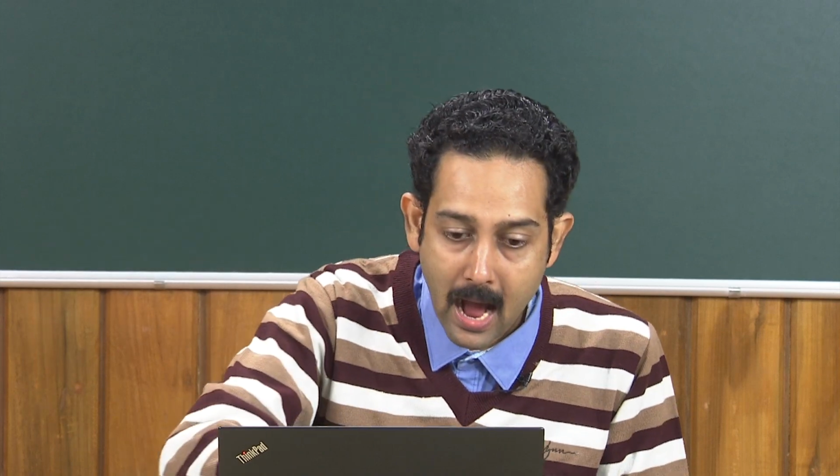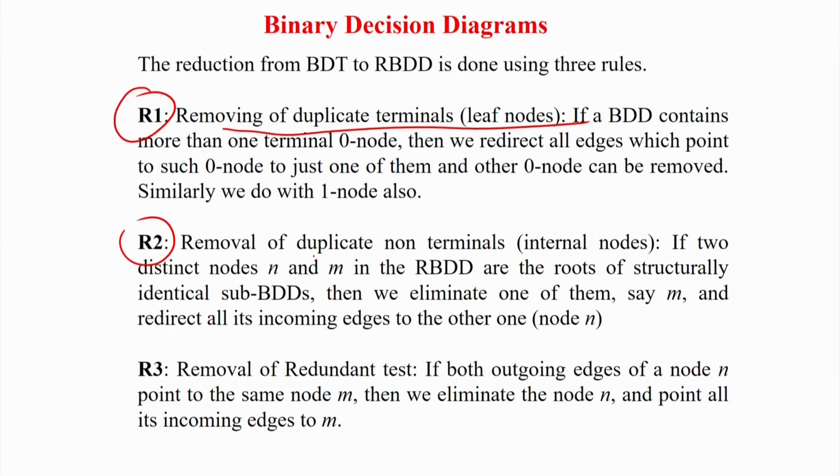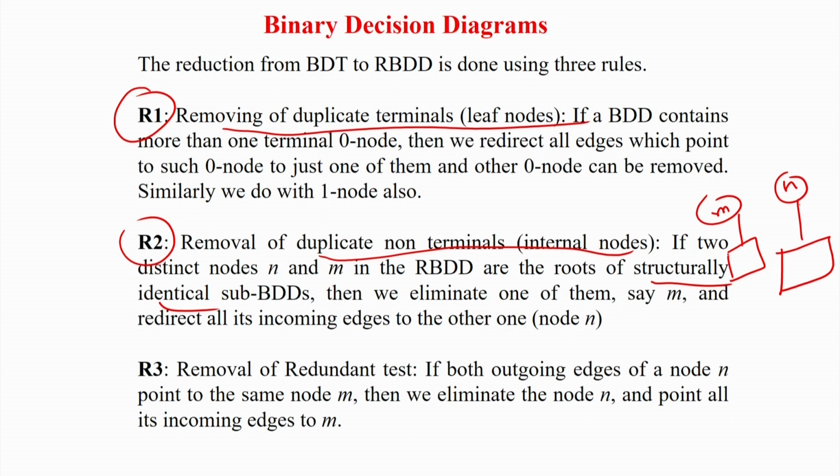R2 is called removal of duplicate non-terminal internal nodes. That is basically not at the leaf, but above the leaf, where if there is some redundancy it is removed. How do you do it? If any 2 distinct nodes M and N, say, are the roots of structurally identical sub-BDDs. That means say this is one root and this is another root, so the BDD here and the BDD here are identical. Then maybe from some path it is coming to one and from some other path it is coming to the other. The BDD here and the BDD here are similar.